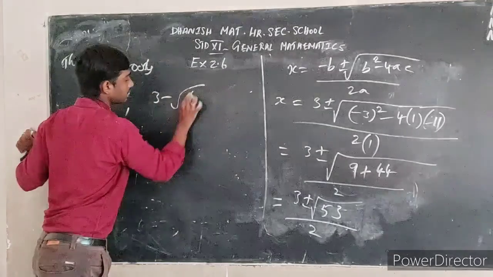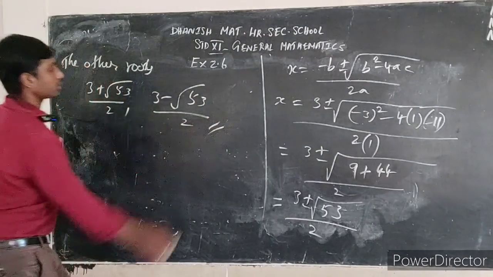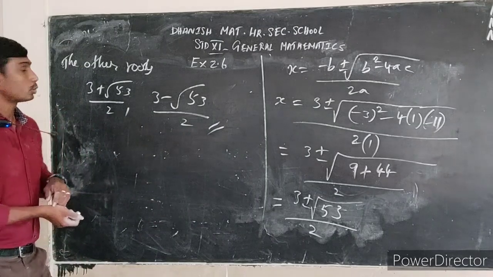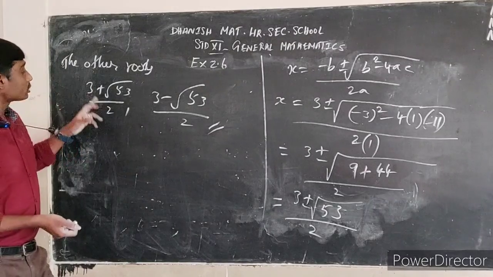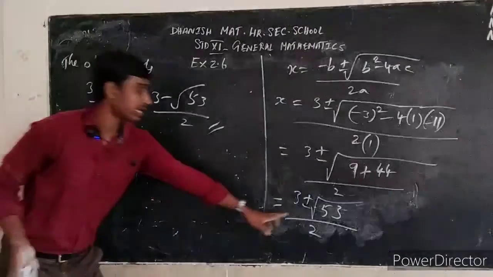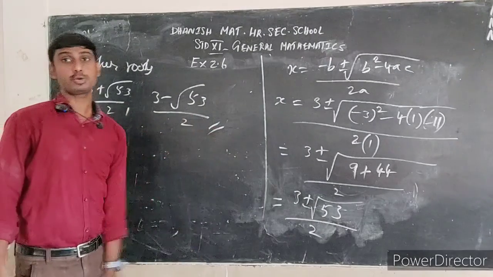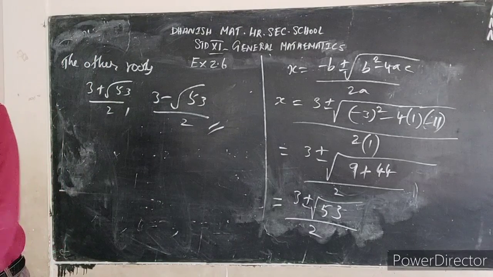Then 3 minus root 53 divided by 2. So the first two questions are given, x is equal to 2 minus 2 here. So the other roots are 3 plus root 53, because we are having plus or minus here. One value will be taken with plus, the other value with minus. So let's see the third question.